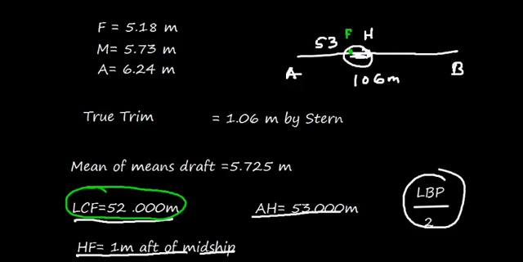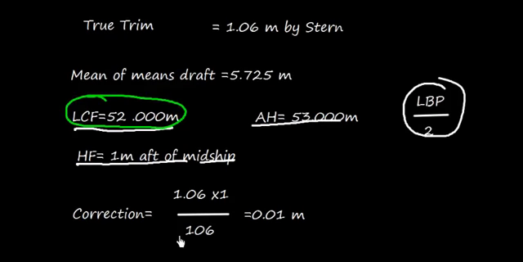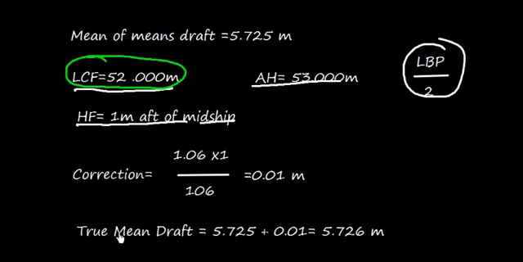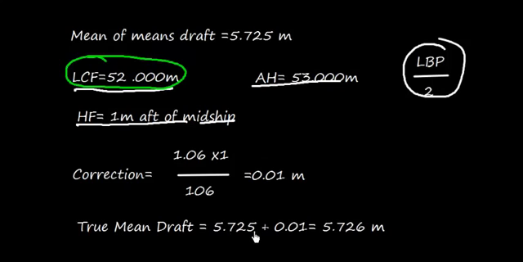Now let us find out the correction. The correction is going to be 1.06, that is the true trim, into 1 divided by 106, or simply 0.01 meter. So let's find the true mean draft. The true mean draft will be 5.725. That was the mean of means draft which we had calculated by using the formula for hog and sag, and we add this 0.01 to get 5.726.